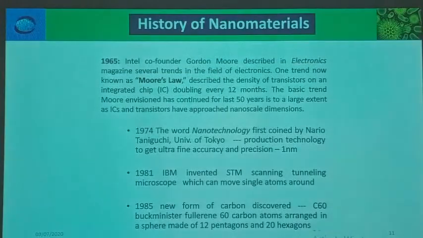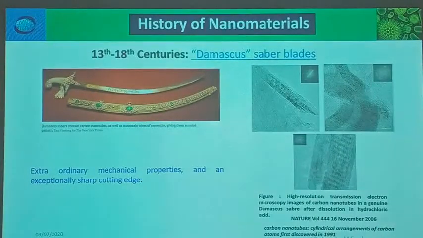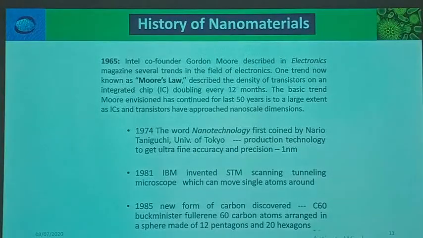So from these examples, we can realize that many years ago people had already started using nanotechnology. So what is the history of that? In 1965, Gordon Moore described in Electronics magazine several trends in the field of electronics. One trend, known as Moore's law, described the density of transistors on an integrated chip, an IC chip, doubling every 12 minutes.